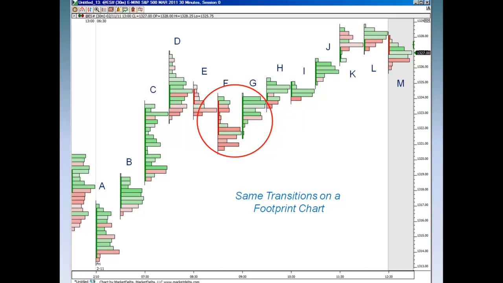Now let's take a look at the last transition up here and see how it manifests itself in the footprint pattern, or in the profile pattern.